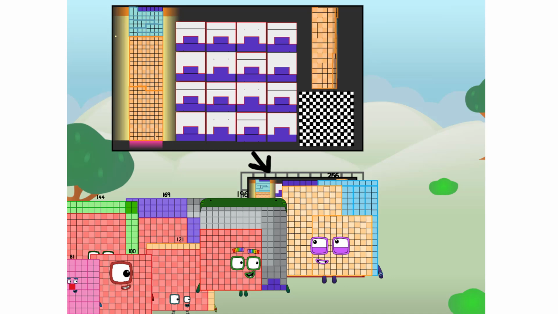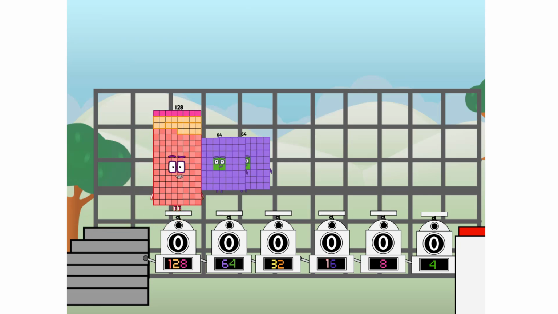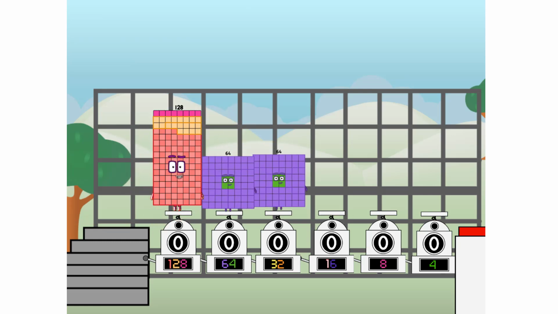But today, I want to show you a little trick I call binary boosters, using the power of doubles to send any number flying. First, I split in two. 128. And 64. And 32. And 16. And Octoblock. And 4. And one more to press the big red button.